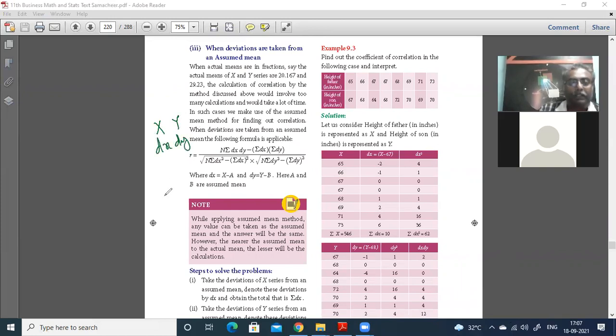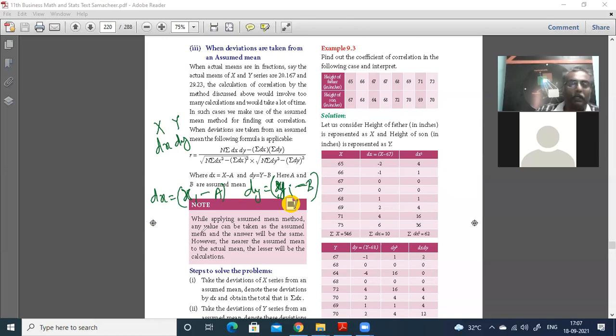That means dx is nothing but xi minus assumed mean, and dy is nothing but yi minus assumed mean b. Two sets of data, no, always for correlation coefficient. Wherever you are saying correlation coefficient, we are talking about two sets of data. The first set of data is x1, x2, x3, assumed mean is a. The second set of data is y1, y2, y3 and so on, assumed mean is b. dx is equal to xi minus a and dy is equal to yi minus b. b is the assumed mean for data set y.